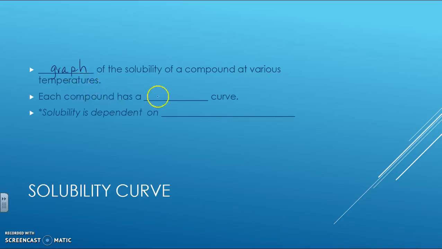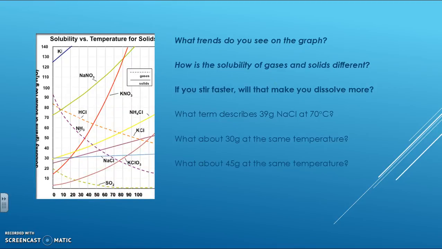Each compound is going to have a different solubility curve. It just depends on the compound. And guess what, guys? Solubility is dependent on, oh, we've been talking about this whole time, temperature. Right, temperature. Okay, so what does a solubility curve look like? Well, you've got one on your paper there. This is what it looks like.